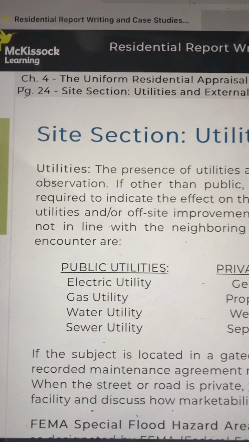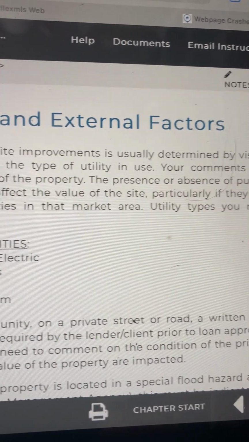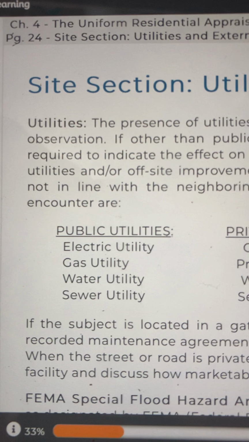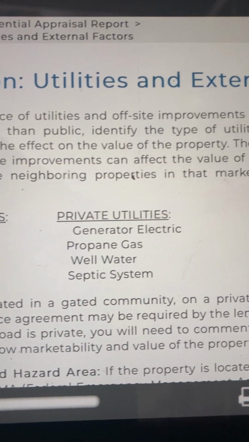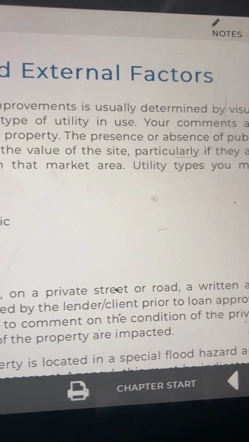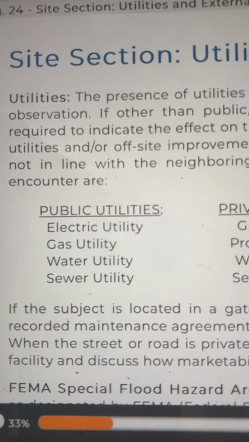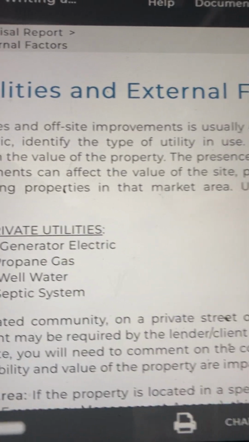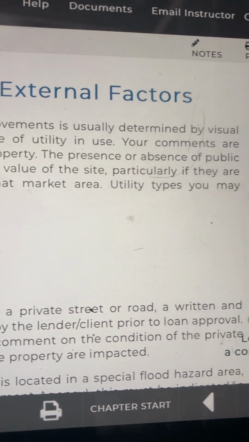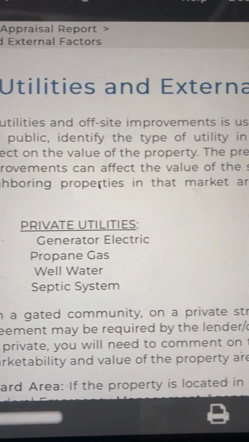Page 24, Site section, Utilities and External Factors. Utilities. The presence of utilities and off-site improvements is usually determined by visual observation. If other than public, identify the type of utility in use. Your comments are required to indicate the effect on the value of the property.